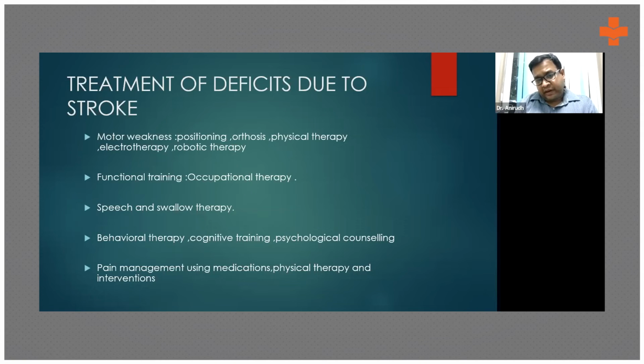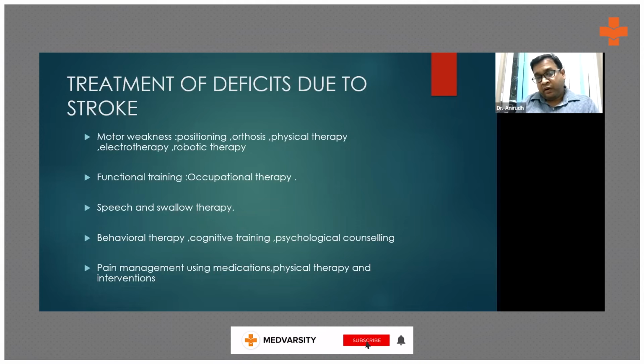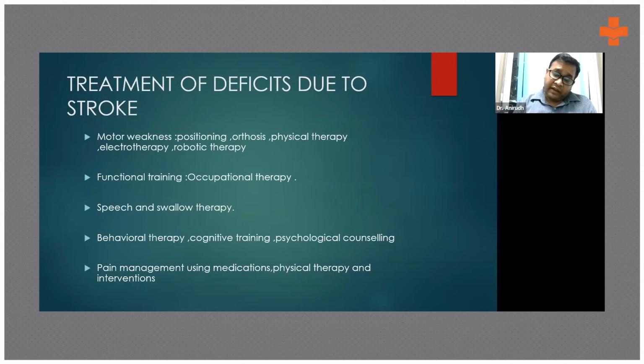We should always keep in mind that occupational therapy and speech therapy also have some cognitive training included in them. Generally the occupational therapy, speech therapy, and the psychologists work together in patients whose cognition is impaired.